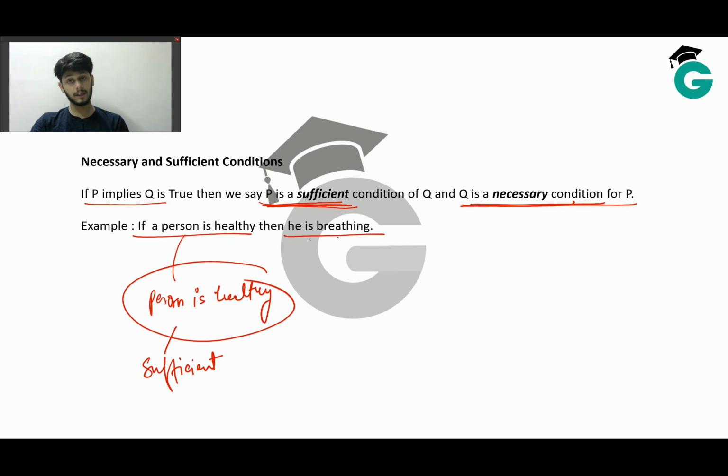Now, suppose this proposition is true. If a person is healthy, then he is breathing. We will say that the person breathing is necessary for the person to be healthy, which is right. I mean, if he's not breathing, he'll probably die, right? So it's necessary for him to breathe to be healthy. Okay, so this was it for the basics of logic.